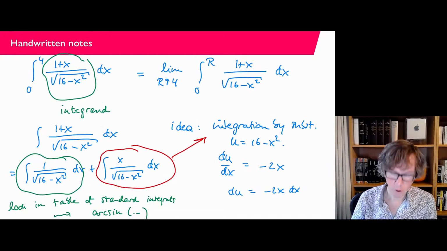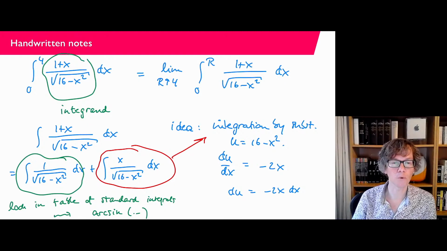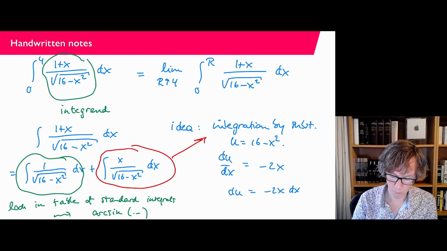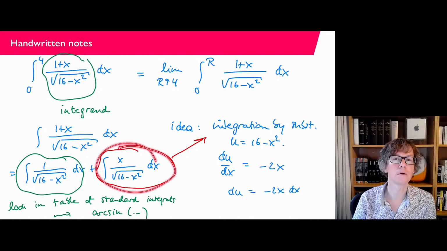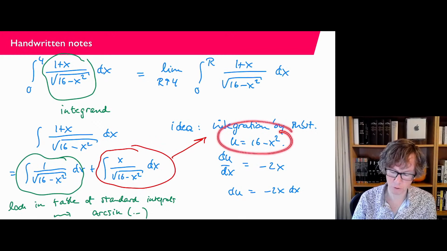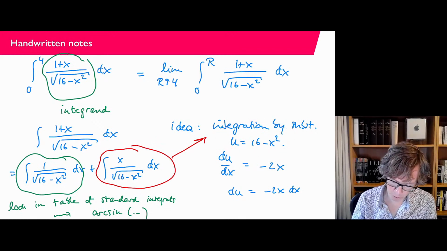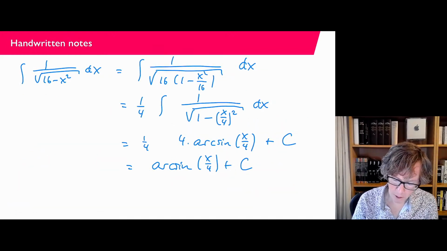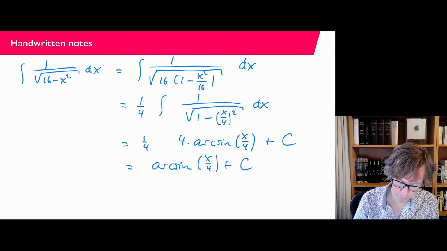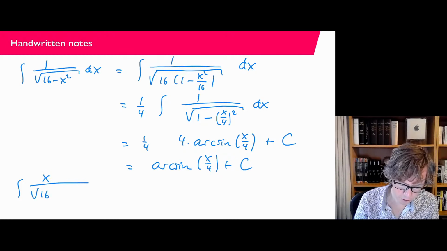Next one, we have to do the integral in the red circle. So we have to consider x over square root 16 minus x squared dx. And we have already seen the substitution we need to do there. So let's also carry that out. And then we have the integral x over square root 16 minus x squared dx.